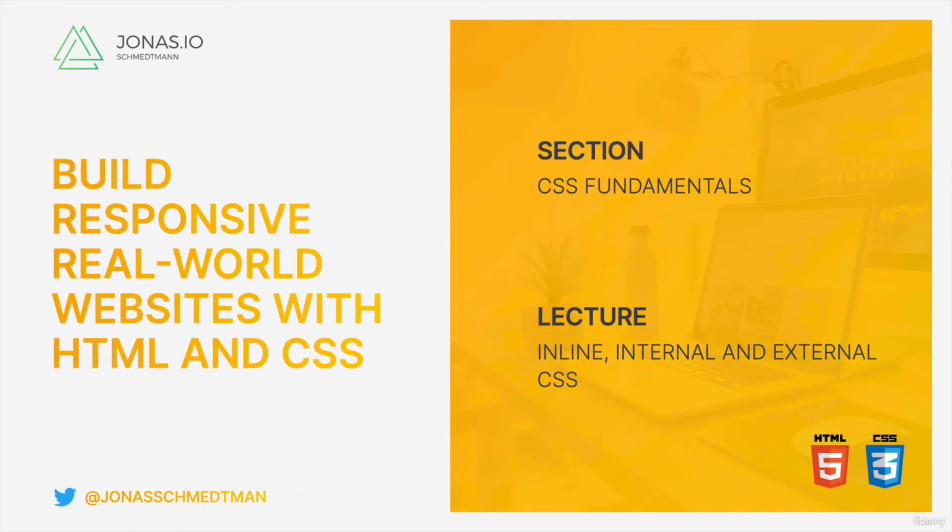There are three places where we can write CSS, and we call them Inline CSS, Internal CSS, and External CSS. And so let's now learn about these three different types of CSS and also which one is the best.